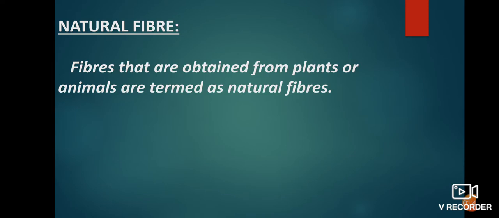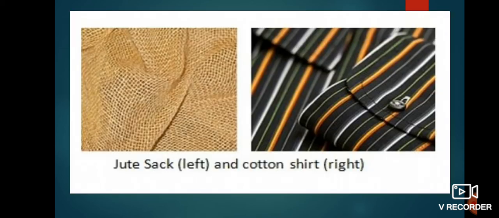Fibers can be divided into two types, that is natural fibers and synthetic fibers. Natural means these types of fibers are extracted from natural sources, either plants or animals. Examples for this are wool, silk, jute, etc. These are the examples of natural fibers.